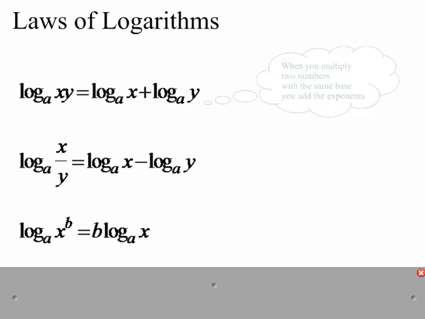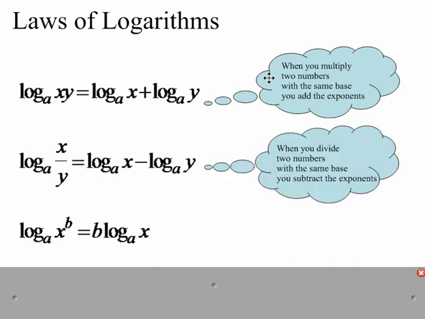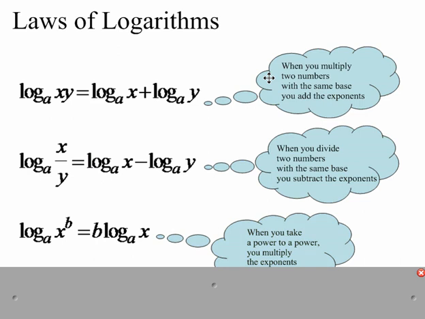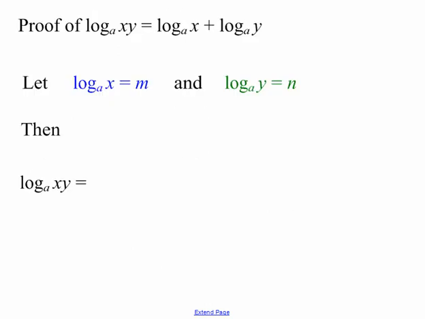Remember, when we had exponents, when you multiplied two numbers with the same base, you could add the exponents. So if I'm multiplying my arguments, I actually can add two logs. When I divided with my exponents, I subtracted my exponents. And when I had a power raised to a power, I multiplied. So you can see the connection between our exponents and our logs. But that's not good enough. Let's go through and prove that these are true.